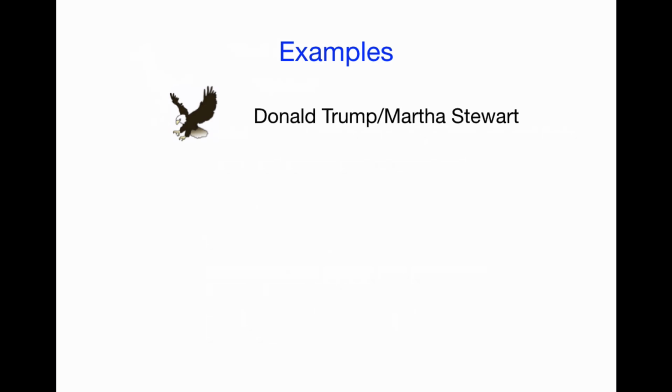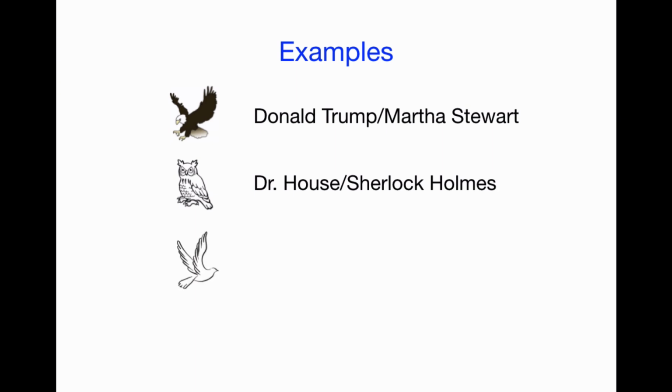So just to give you a better idea, here are some examples. An eagle, the classic example always was, yes, Donald Trump and Martha Stewart. They didn't seem to care much about the feelings of others, but they wanted to get things done. The owl, if you ever watched the medical show Dr. House, he is a great example of an owl. He doesn't care much for the feelings, but just looks at the facts and comes to conclusions, as did the old Sherlock Holmes.